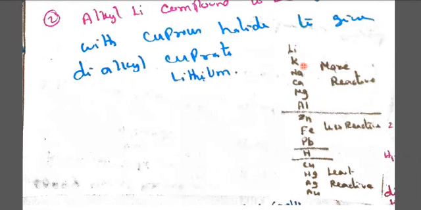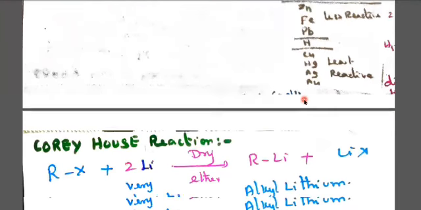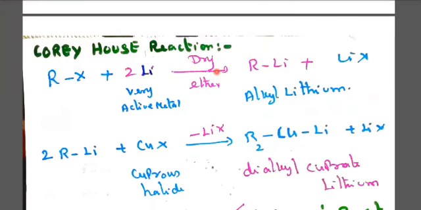Sodium is an active metal, magnesium is an active metal, calcium is an active metal, potassium is an active metal, aluminium is a more active metal. Now the Corey-House reaction takes place in two steps. First, alkyl halide is reacted with a very active metal, lithium, in the priority of the periodic table. Lithium alone is a very, very active metal. Then dry ether is the solvent for lithium.